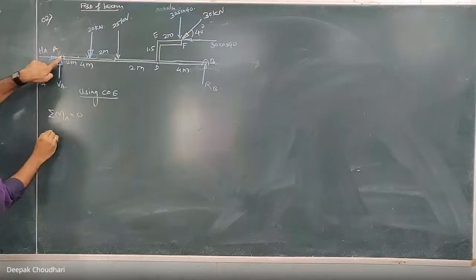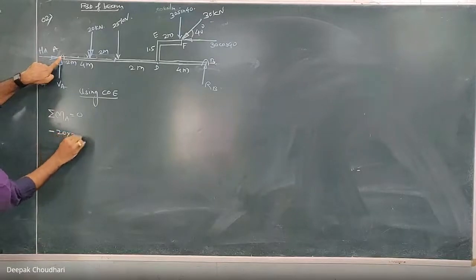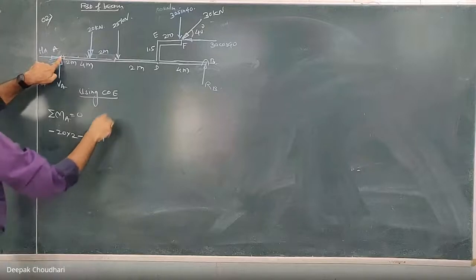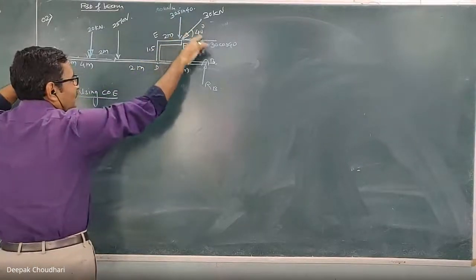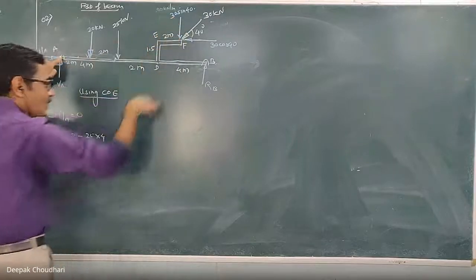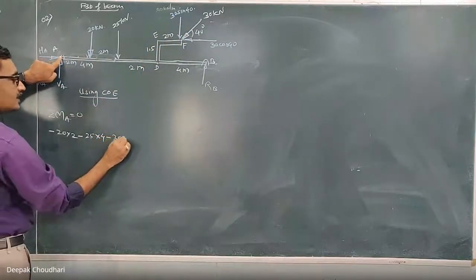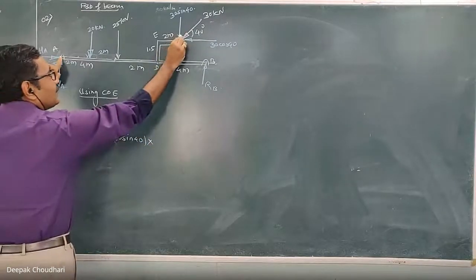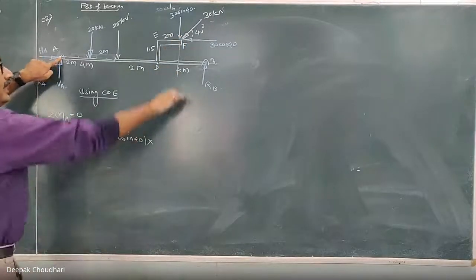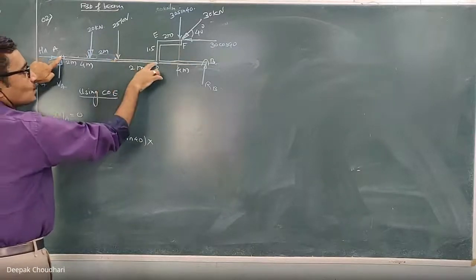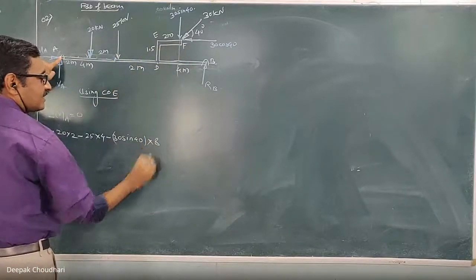Moment of this 20 is clockwise, so minus 20 into 2. Moment of this 25 is clockwise, so minus 25 into 4. Now to take the moment of this 30, let's take the moment of its two components. The moment of this sine component about point A is clockwise, so minus 30 sine 40, this will be the force, into the perpendicular distance of this 30 sine 40 from A. How much is that? 4 plus 2 plus 2, that is 8.